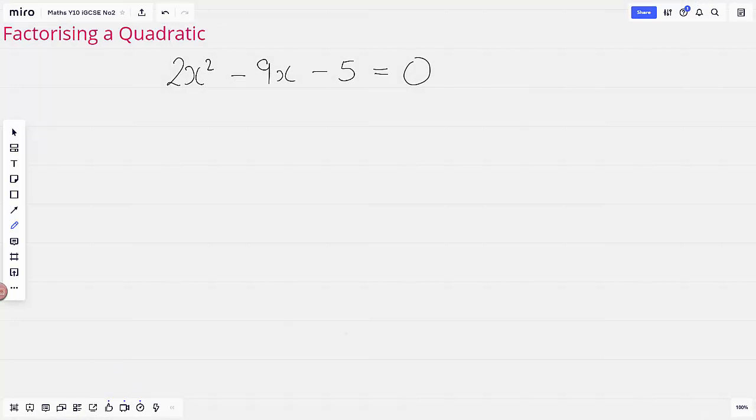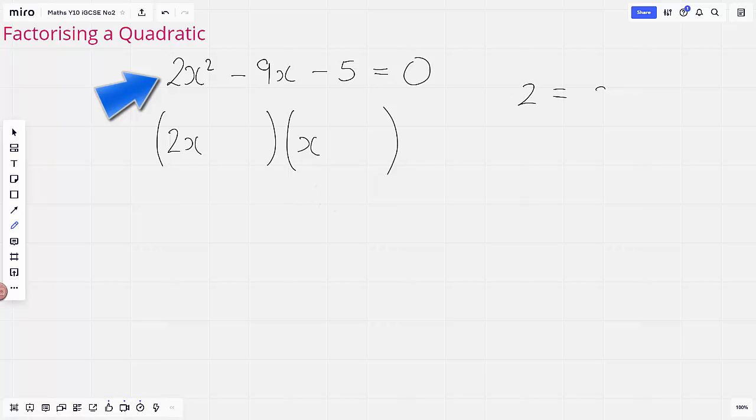Let's consider another example. Here we've got 2x squared minus 9x minus 5 equals 0. Again, we're going to need a pair of brackets to solve this. There'll be two factors, we think. And we'll start off by looking at the number in front of the x squared. The only way to generate that 2 when you multiply x and x together would be to have a 2x multiplied by an x, or vice versa. In other words, the only way you can make up 2 is 2 times 1. We've got our 2 here, and we've got our 1 in front of this x.